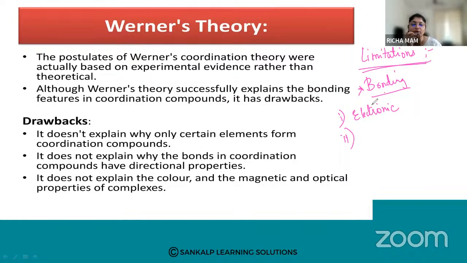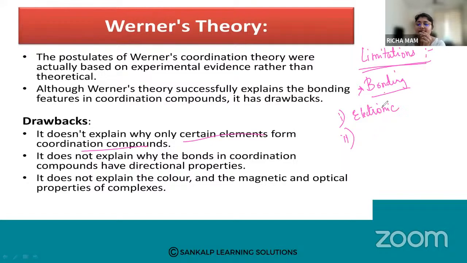So it could not explain. We said that secondary valencies are directional, and it could not explain why only certain elements could form complexes. So this theory could not explain why only certain elements were forming the coordination compound, and why the secondary valencies are directional.